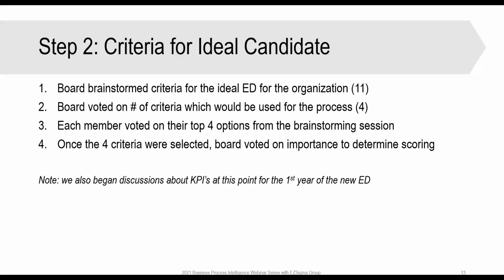And you can see a note here on the screen that we also began discussing KPIs at this point, really early in the process, because we thought we already knew what we're looking for. We already have the job posting. We know these different elements. We know where we want to go in the future with our strategic plan. So we really should start to have an idea of what we're going to be looking to help manage and help lead this new ED in their first year in the role.